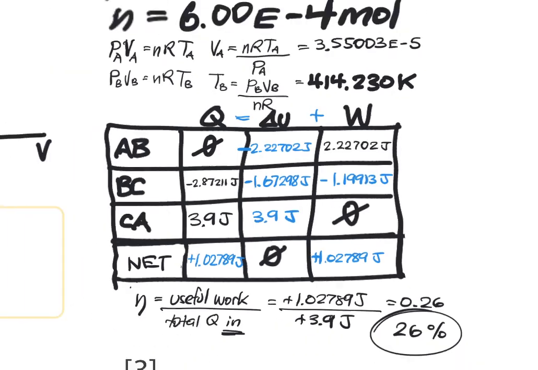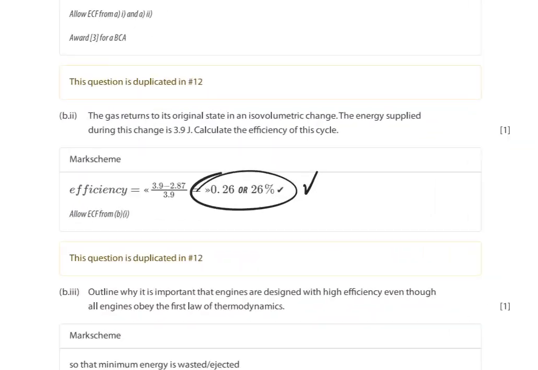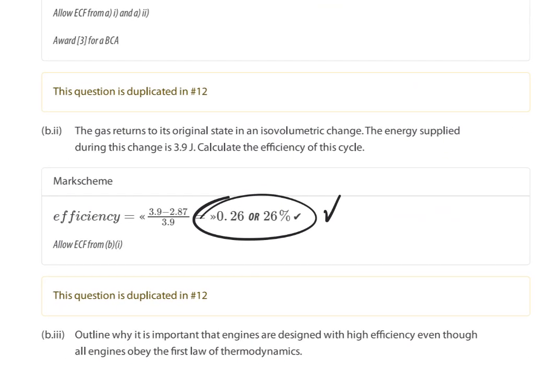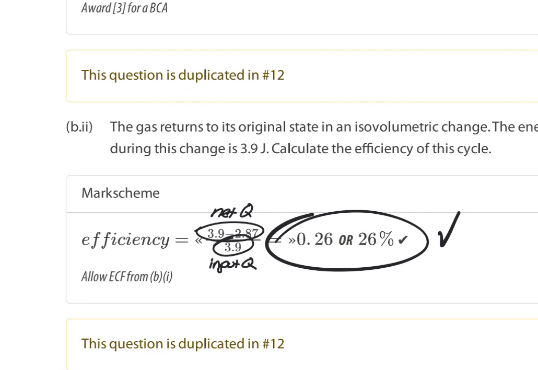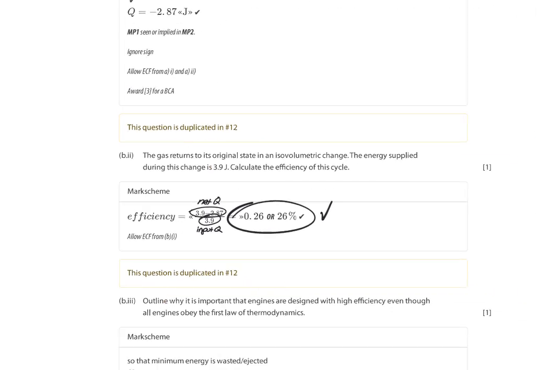So you can still do it that way. Another way of looking at efficiency is not necessarily the useful work over the input energy, which is the formula from the data booklet. You can also look at it as output over input: what are you getting out versus what are you putting in? So this is the net output heat, which winds up being positive. The system still put heat out of the cycle, and the 3.9 is the input Q. So you can also look at efficiency that way. You still get 26%. All right, so there's that.